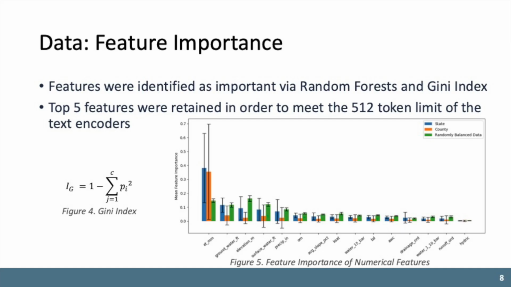To find these features that are important for irrigation, we initially used random forest models and their own built-in feature importance index to find important features. Our top 5 features were retained, as you can see here, which are ET, evapotranspiration, groundwater, elevation, surface water, and precipitation to meet our 512 token limit. These were just our numeric features, but we have a couple other categorical features that we kept as well.